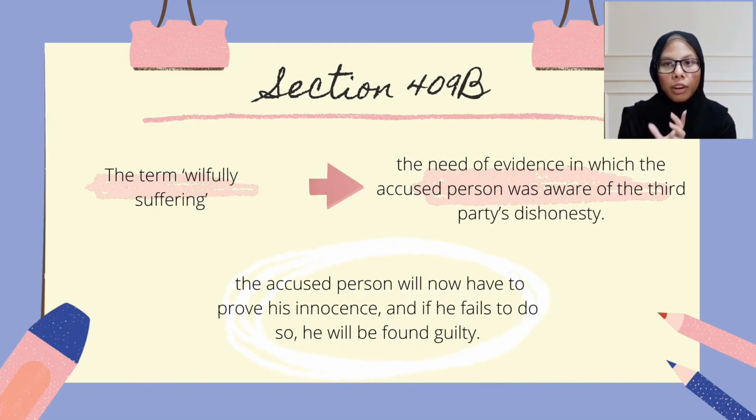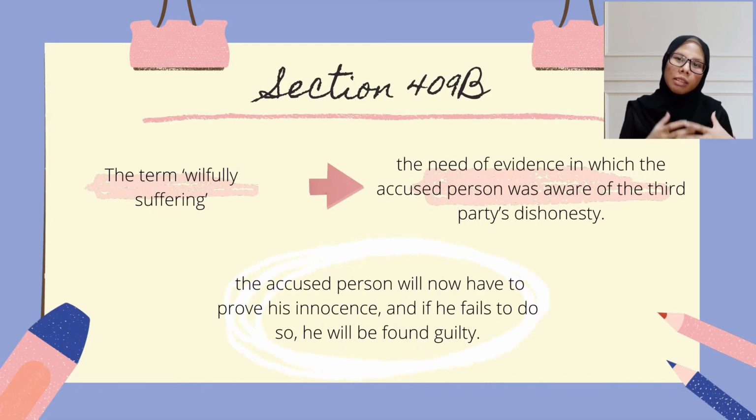Based on subparagraph 3 of section 409B, if it is proven in any proceeding that any person entrusted with property or dominion over the said property caused any person to commit any of the acts listed in subparagraph 1 or 2 in the said section, it is considered that he acted dishonestly until the contrary is proven. So the accused person will have to prove his innocence, and if he fails to do so, he will be found guilty. But in order for the accused person to prove his innocence, he might need evidence that he was aware of the third party's dishonesty.